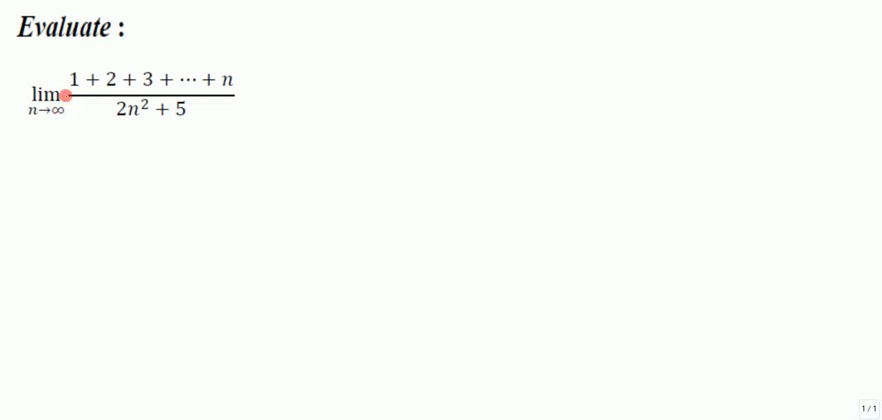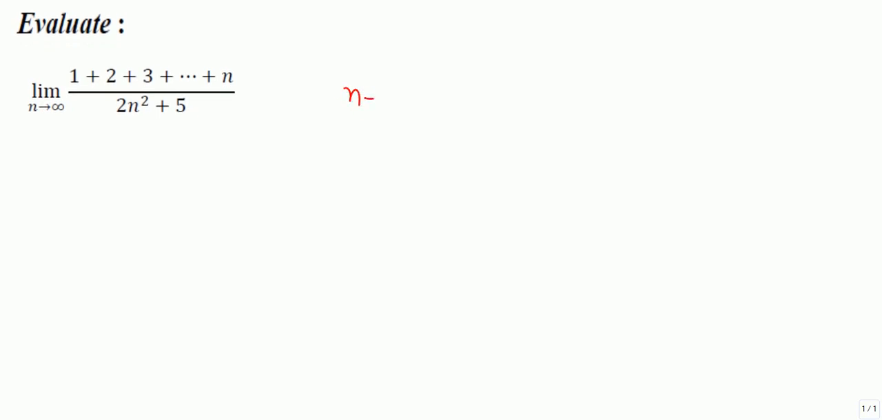Evaluate sum number 1. Limit n tends to infinity. See, n always tends to infinity in this method. 1 plus 2 plus 3 plus till n number upon 2n square plus 5. What is this? This is sigma n. So can I write limit n tends to infinity sigma n divided by 2n square plus 5. And we know formula of sigma n is n into n plus 1 divided by 2.